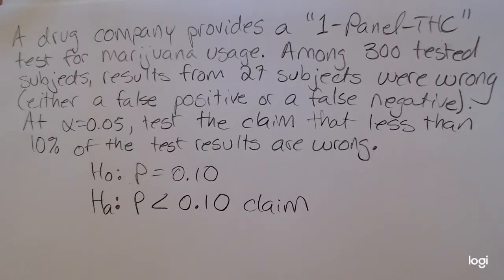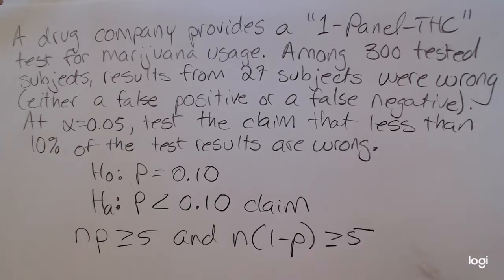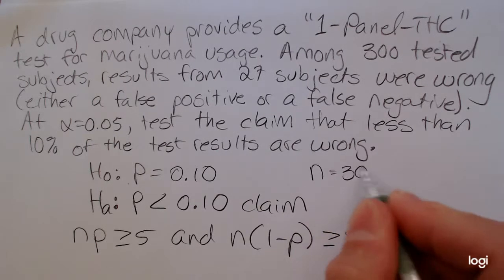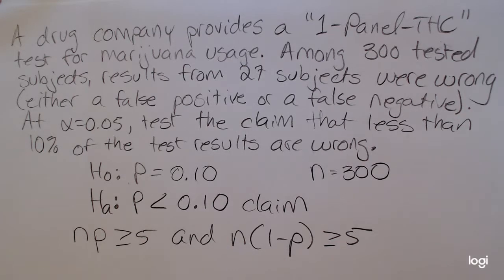So we need to first determine if the normal approximation can be used in this problem, because in this example I want to use the one proportion z-test. So to check that, I need to know if n times p is at least 5 and n times 1 minus p is at least 5. In the problem, n is equal to 300 and p is the claimed or the hypothesized value.